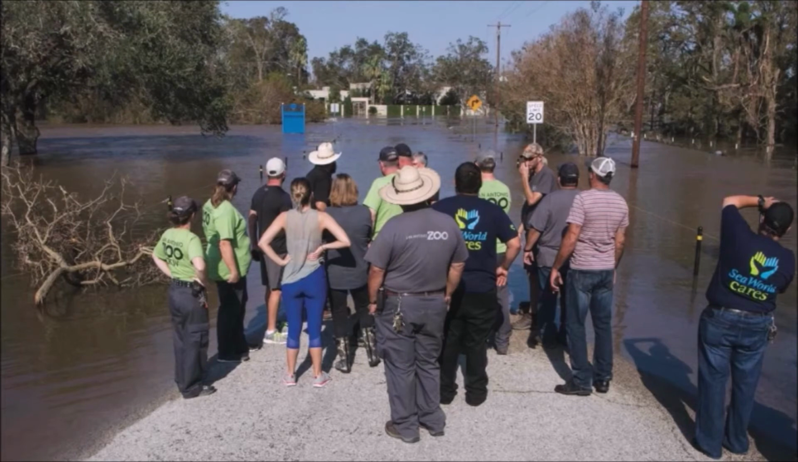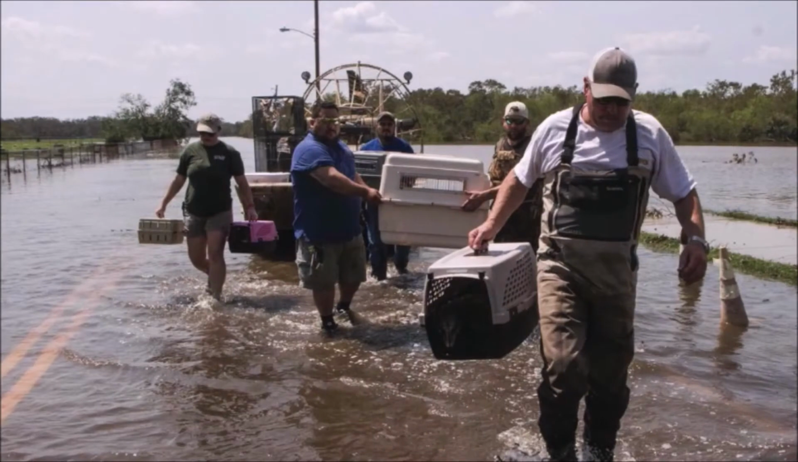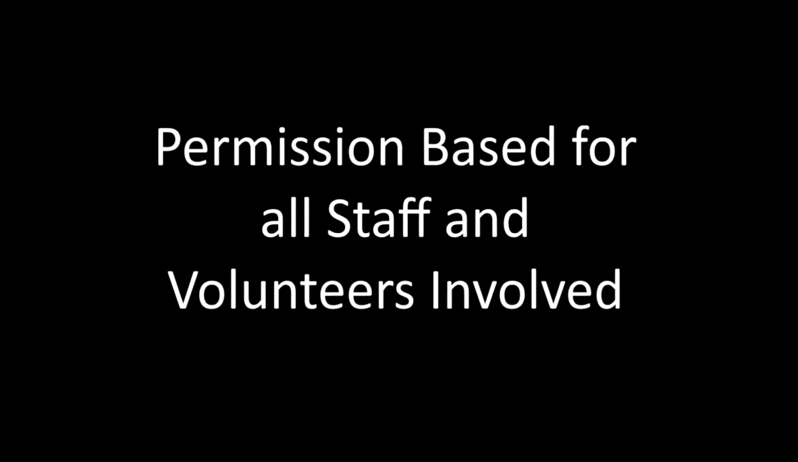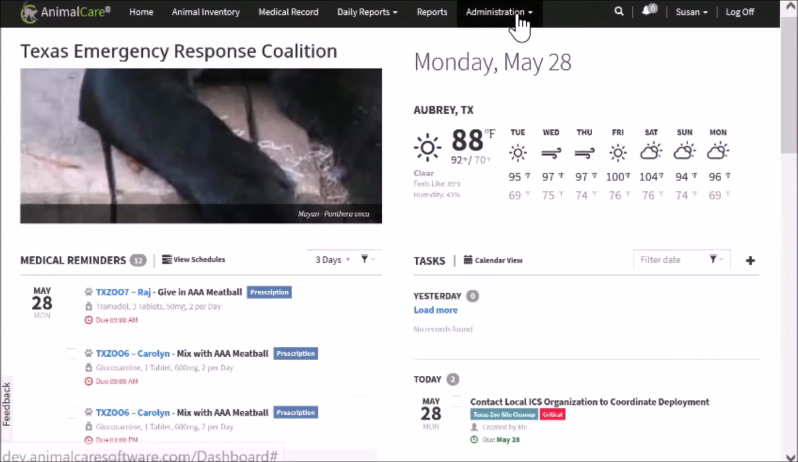Initial access to the Texas Zoo was blocked by flooded roads. Finding the way in was the first hurdle. We wanted to create a communication system that would allow all personnel and staff and volunteers to be involved and be able to enter information into the software.